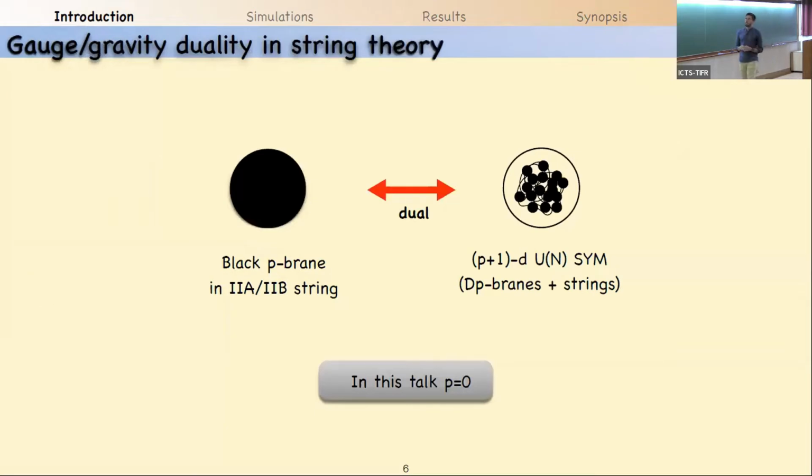So let me naively introduce the gauge gravity duality, in full generality, the way I understand it from string theory. The idea is that black p-branes from certain superstring theories are dual to p+1 dimensional U(N) gauge theories, which contain these Dp-branes plus strings. But in my case, I'm going to consider when p is 0. So here we have a black zero brane in type IIA, and here I will have the matrix model I saw before.